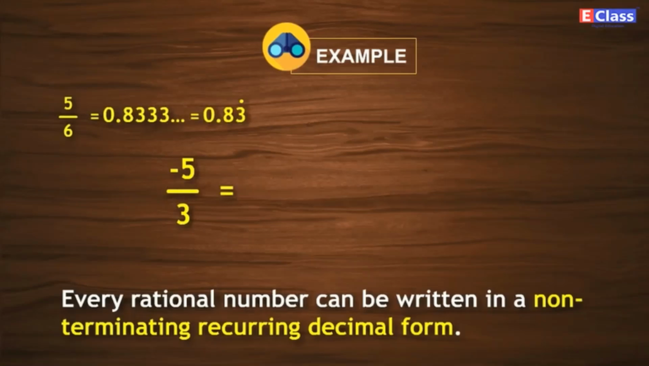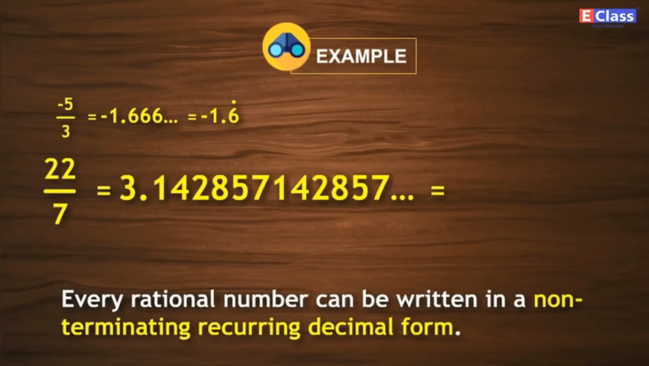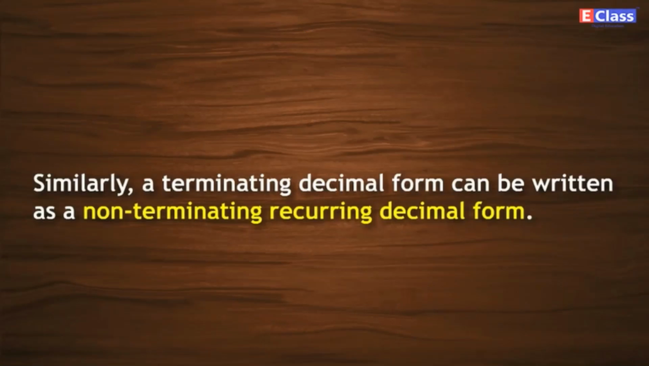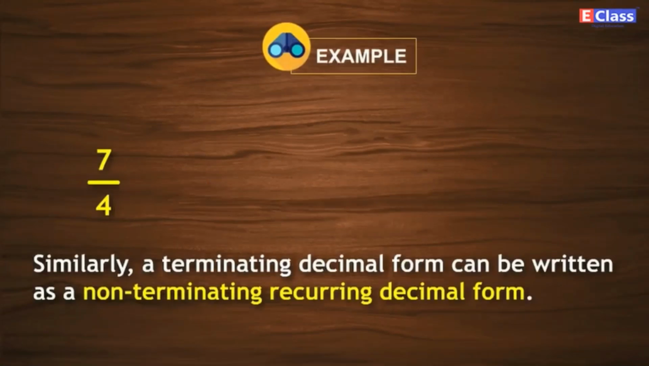4. 22 by 7 is equal to 3.14285. 5. 23 by 99 is equal to 0.2323, which is equal to 0.23 bar. Similarly, a terminating decimal form can be written as a non-terminating recurring decimal form. For example, 7 by 4 is equal to 1.75, which is equal to 1.